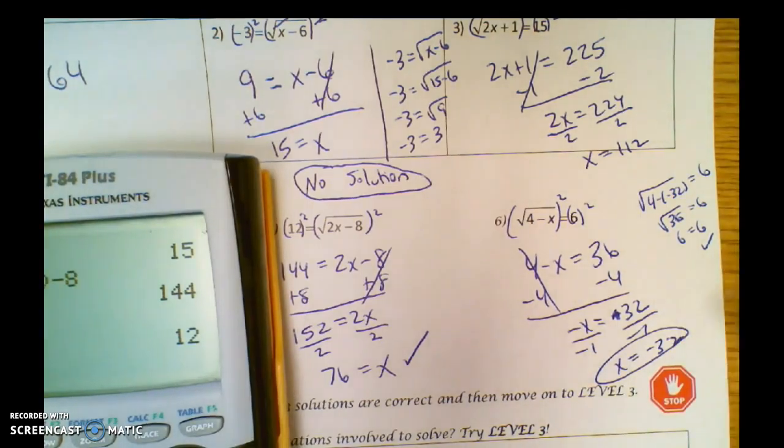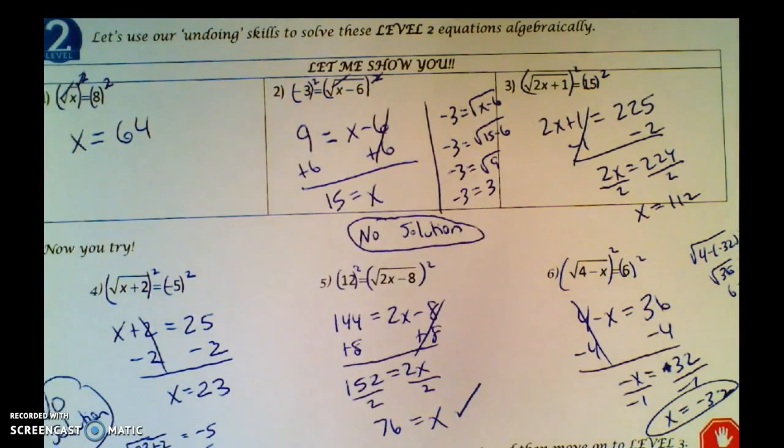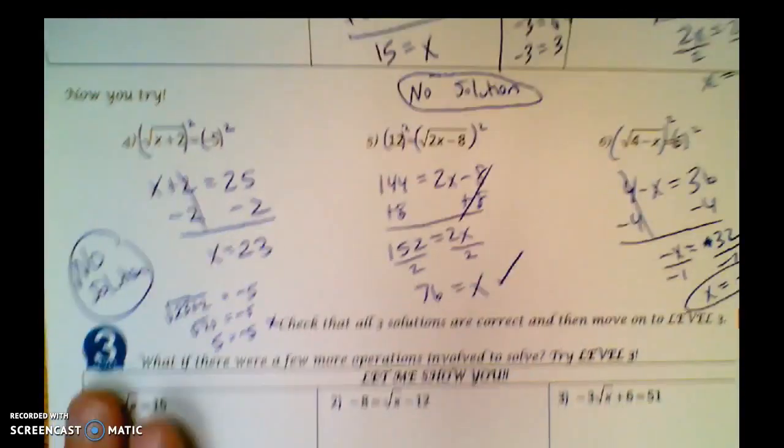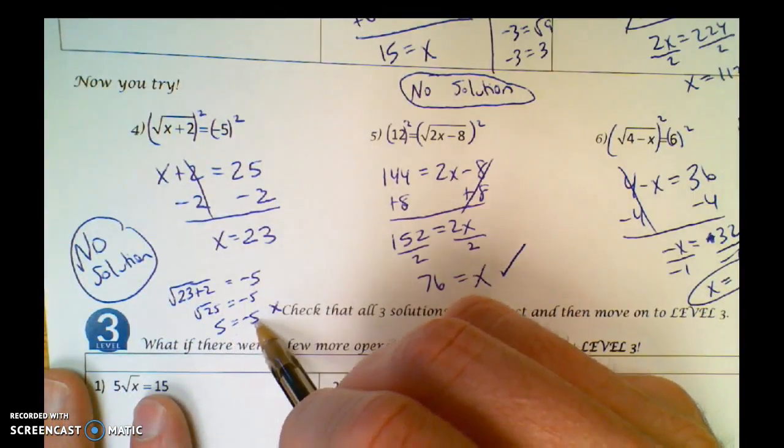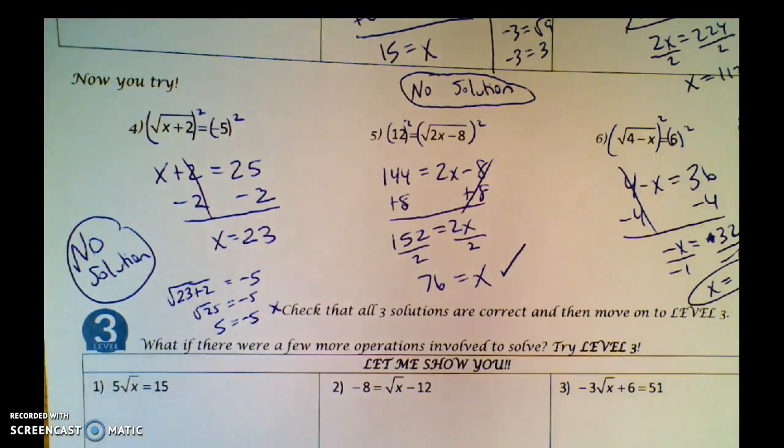Alright, so you can check your answers there. Notice for the first problem, there was no solution because when you plug that solution in, it doesn't give you positive 5. It doesn't give you negative 5, it gives you positive 5.